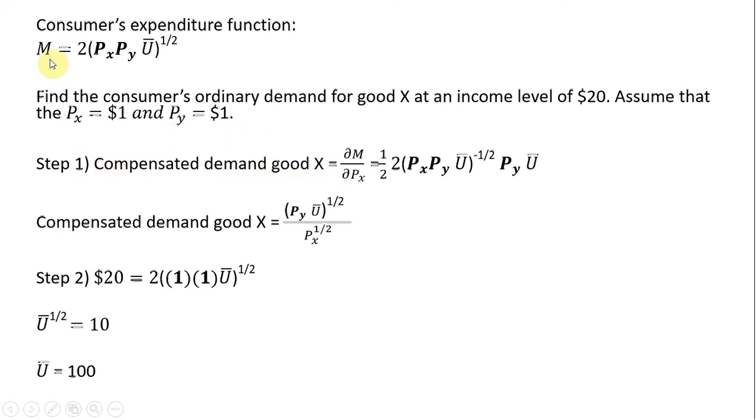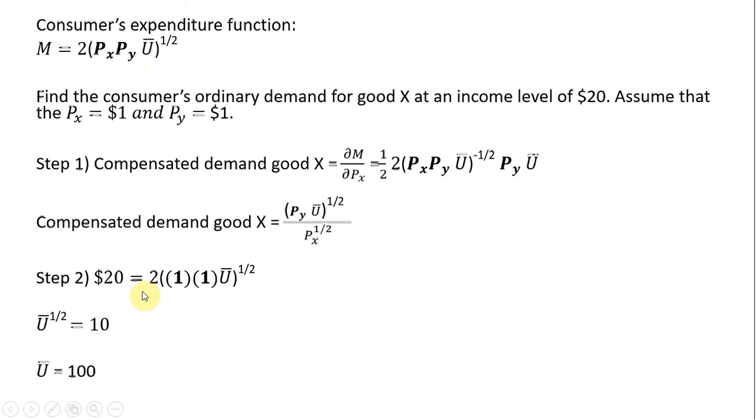We're going to do that by taking the partial derivative of the consumer's expenditure function with respect to the price of good X. So doing that, I bring this 1/2 down in front, so it's 1/2 times 2. That will just cancel. And then we have to subtract 1 from this exponent up here, so that's why I got minus 1/2. And then finally, we have to multiply this result by the partial derivative of what's in parentheses with respect to the price of good X. And that just leaves us with this right here. Simplifying this mess, we get the compensated demand for good X.